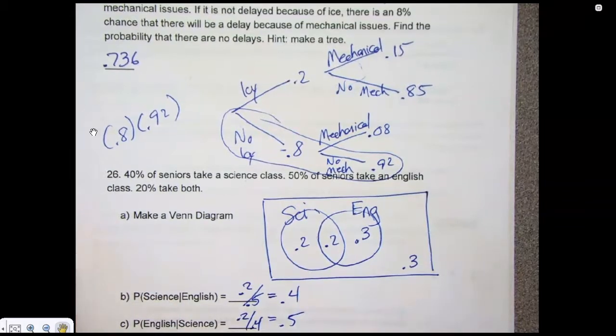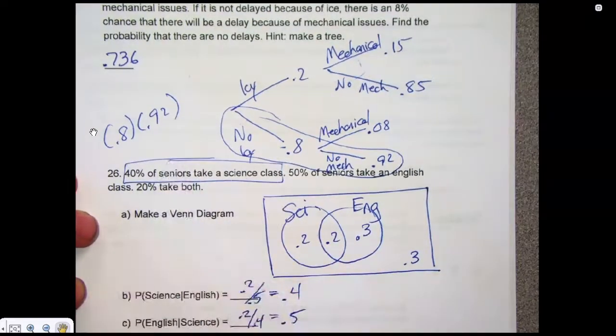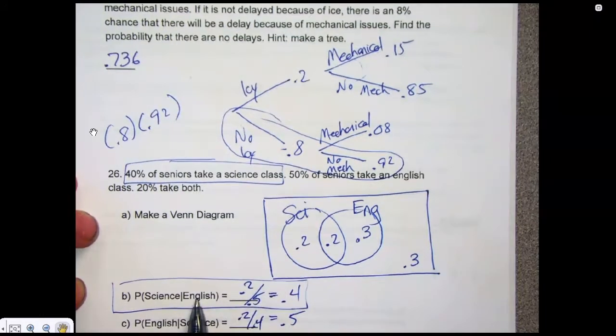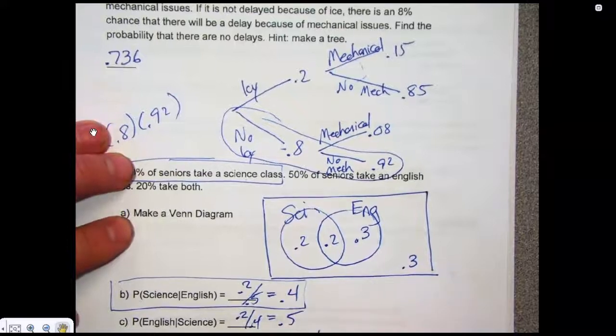And then are science and English independent? They actually are, because 40% of seniors take a science class. And then if I go down here, if I tell you that they took an English class, now what's the probability they took a science class? And it's still 0.4. So whether they took an English class or not didn't make it more or less likely they took a science class. It stayed the exact same, 40%, 0.4. So they are independent.